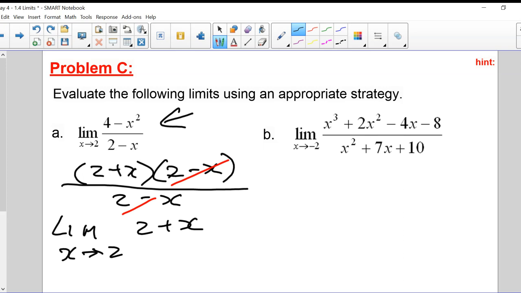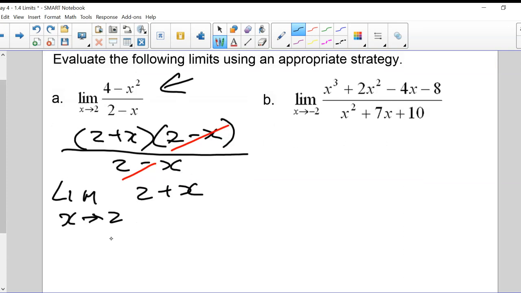And in a case like this, all we really need to do is just plug in the 2, right? We don't really need a big fancy diagram for this one. This is really just a straight line, but a straight line with a hole. That's what we're saying. It's a straight line with a hole. So we're just going to plug in the 2 into that, and that would be equal to 4.